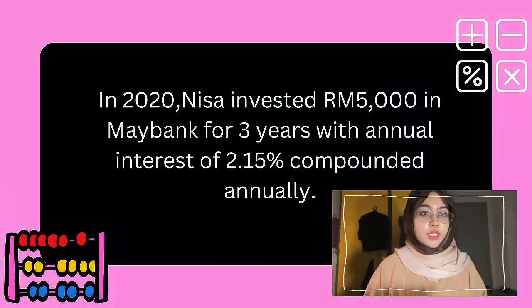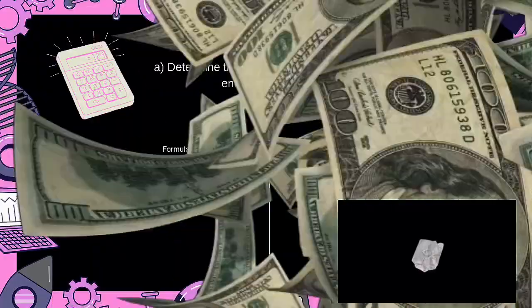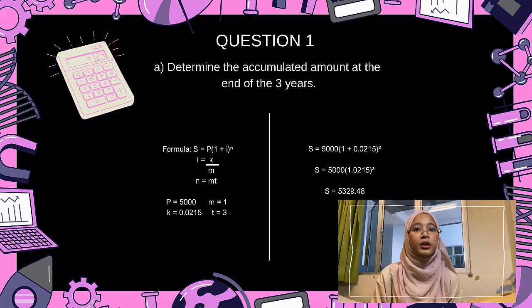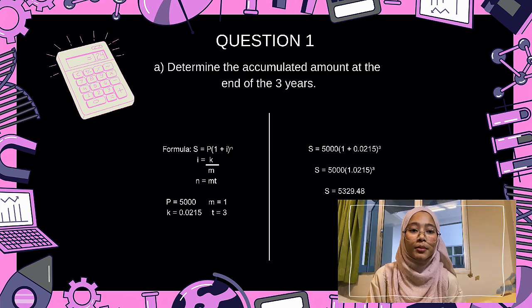In 2020, Nisa invested 5,000 ringgit Malaysia in my bank for 3 years with annual interest of 2.15% compounded annually. For the first question, 1A, determine the accumulated amount at the end of the 3 years. We will be using the formula S equals P in bracket 1 plus I to the power of N, where I equals K over M and N equals M multiplied by T.